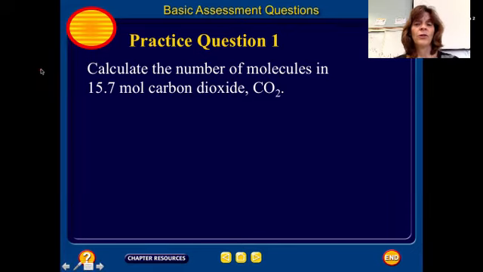All right. First, we want to calculate the number of molecules in 15.7 moles of CO2. So we want to go from moles to molecules. That conversion involves Avogadro's number. So we write down what we know.